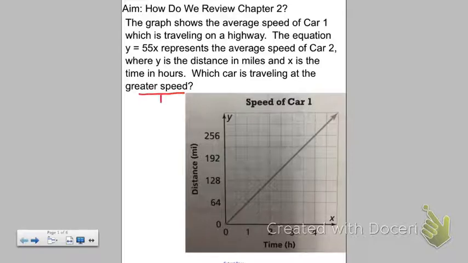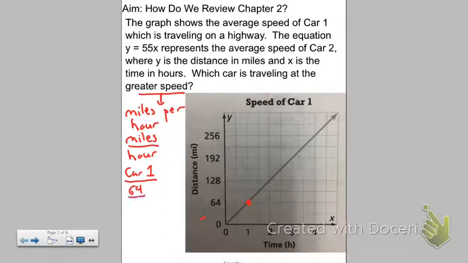When we're talking about speed, we mean the miles per hour. So miles per hour means we have to do miles divided by the number of hours. For car 1, we're going to have to use our graph. So I'm going to pick a point. I want to pick a point that's directly on my graph, directly on the grid. I picked this point. It's 64 miles in 1 hour. 64 divided by 1 is equal to 64. So that means that car 1 is going 64 miles per hour.